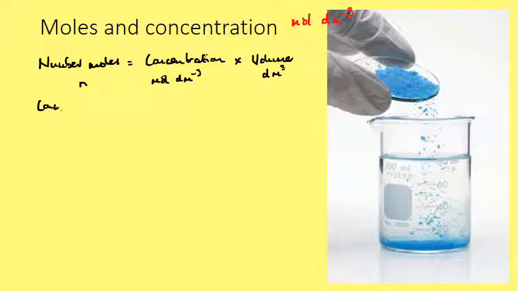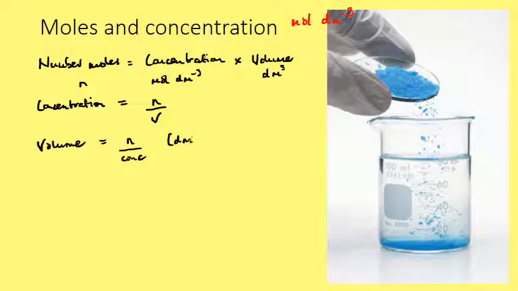So we have concentration equals moles over volume, and that's the one I remember, and I worked the other 2 out from this one with algebra. But for completeness, let me write down the third one. So you'd want volume. So volume would be moles divided by concentration. And the volume units would be decimeters cubed.